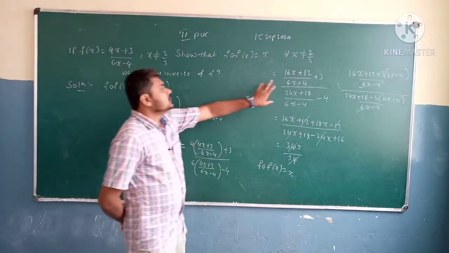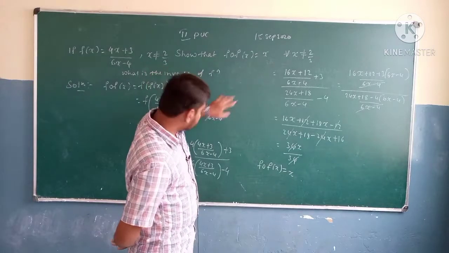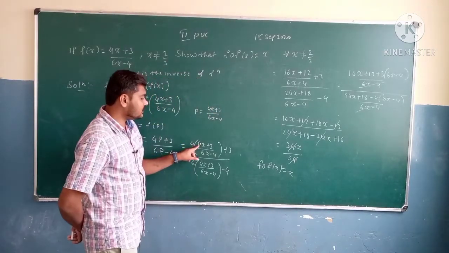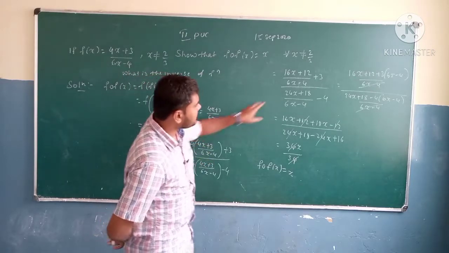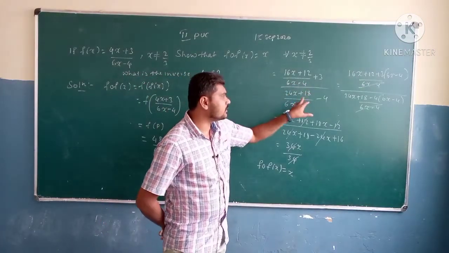So here, I'm just calculating the things. 4 into 4x is going to be 16x. 4 into 3 is going to be 12. So plus 3 divided by 6x minus 4. Just I am doing the calculation here.